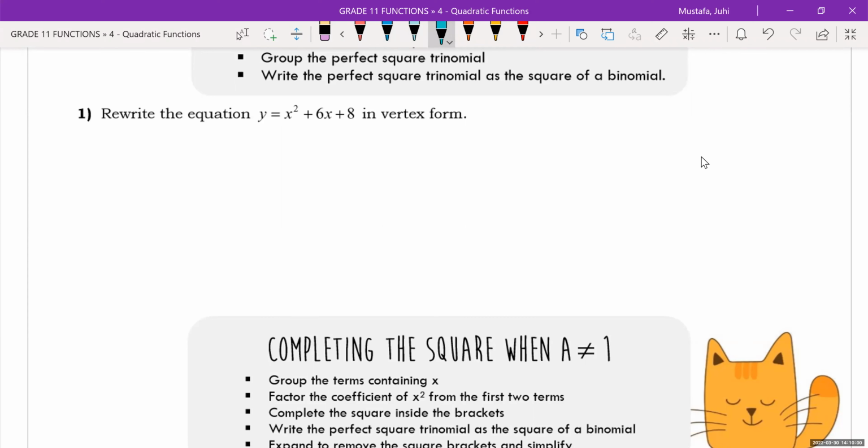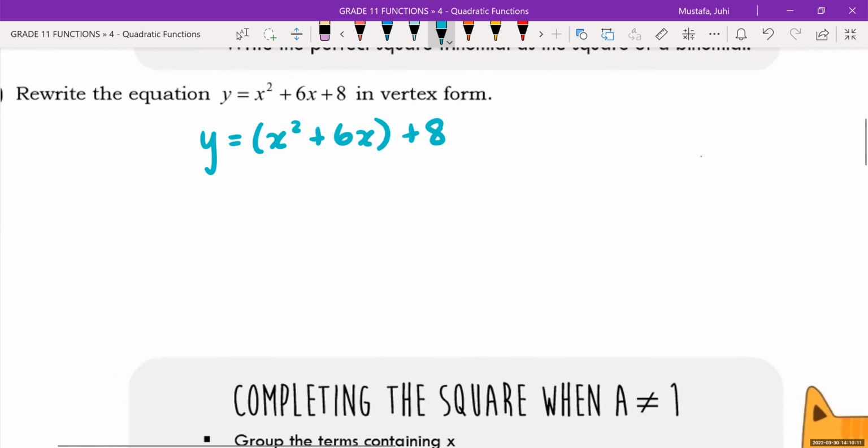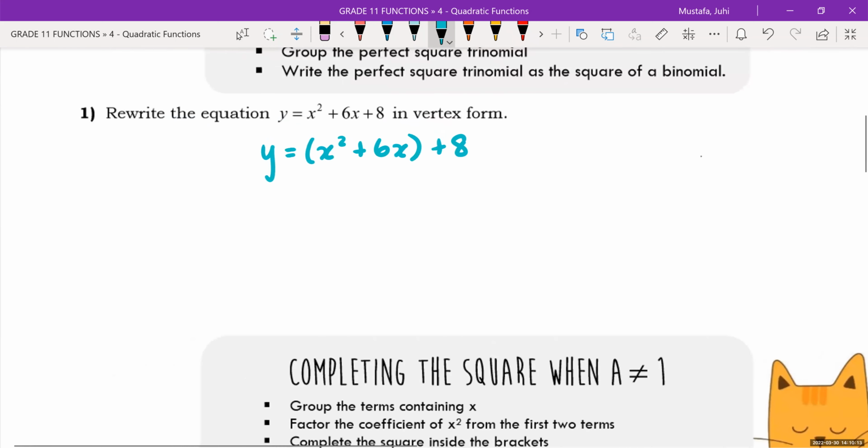Okay, so what we're going to do to start off this question is we're going to group the first two terms together. Now we're starting off with the easiest example, which means once we've grouped those two terms together, we really don't have anything else to do. In the next example, you're going to notice there's going to be a number in front of the x squared. And whenever there's something in front of the x squared, you would have to factor it out. But this is an easy example. There's no number in front of the x squared, so we really don't have to do anything else.